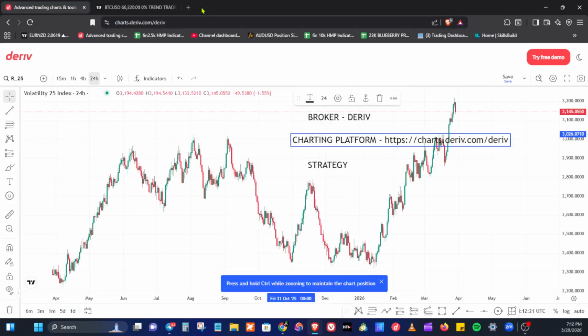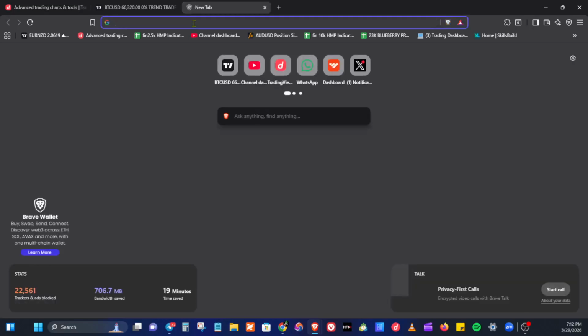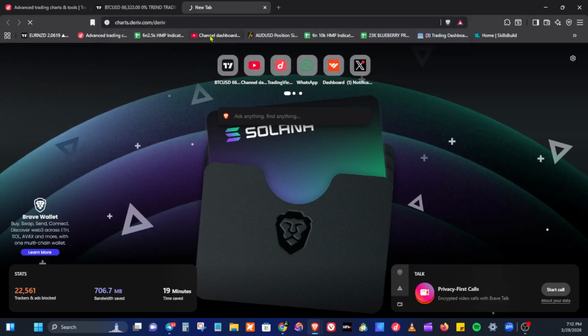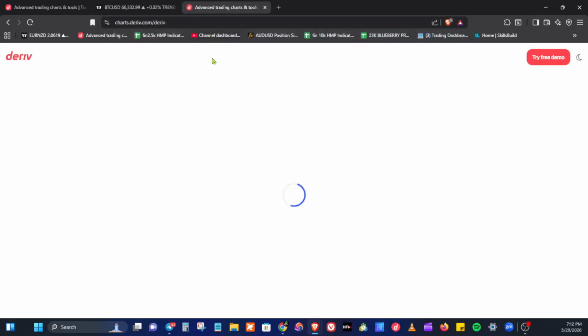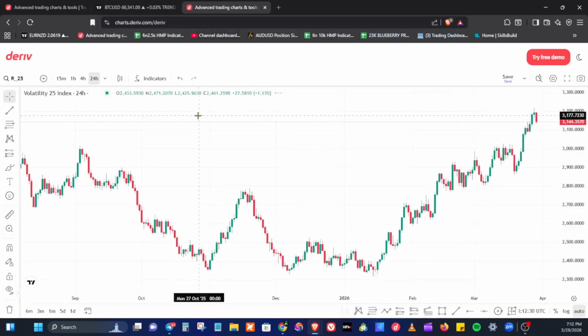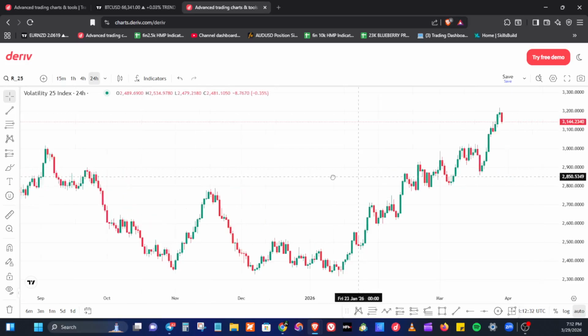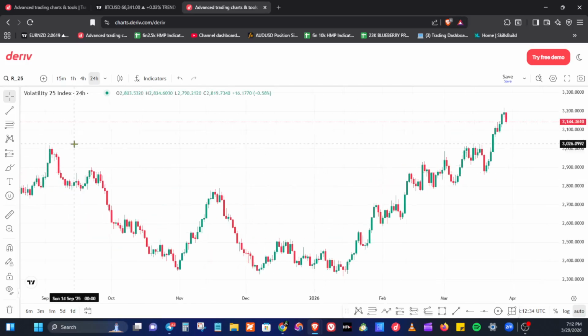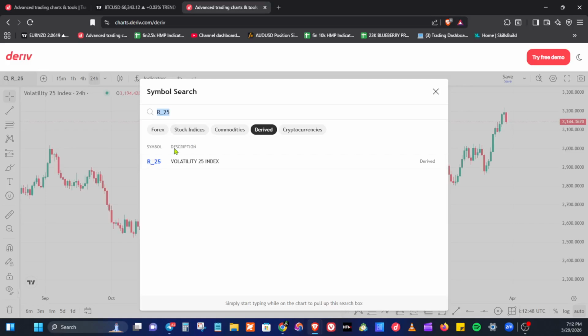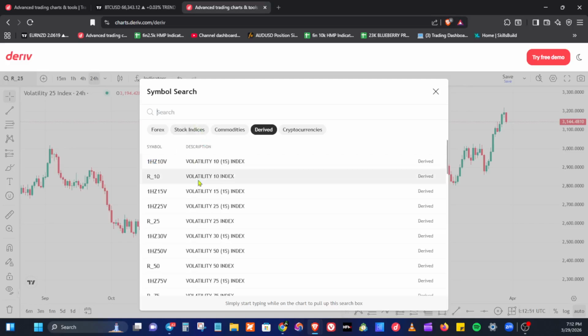Open a new tab, and then you go, and you allow it to load. Beautiful. So you'll be presented with this type of charting platform. We have different types of assets that you can trade on Deriv. To organize your charts, you come over here. You have your time frame, your indicator, your save chart, and you can come here to search for different types of synthetic pairs you can trade. I'm going to talk about that now.